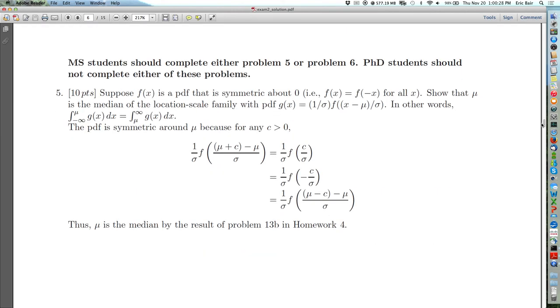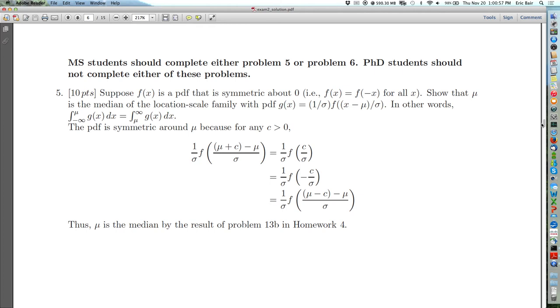Question 5, this was an MS only question. It was kind of a mixed bag. Both 5 and 6, most people did fairly well, but there were a sizable number who ran into problems. A number of people did question 5 by evaluating the integral directly using change of variables and so forth, which works.